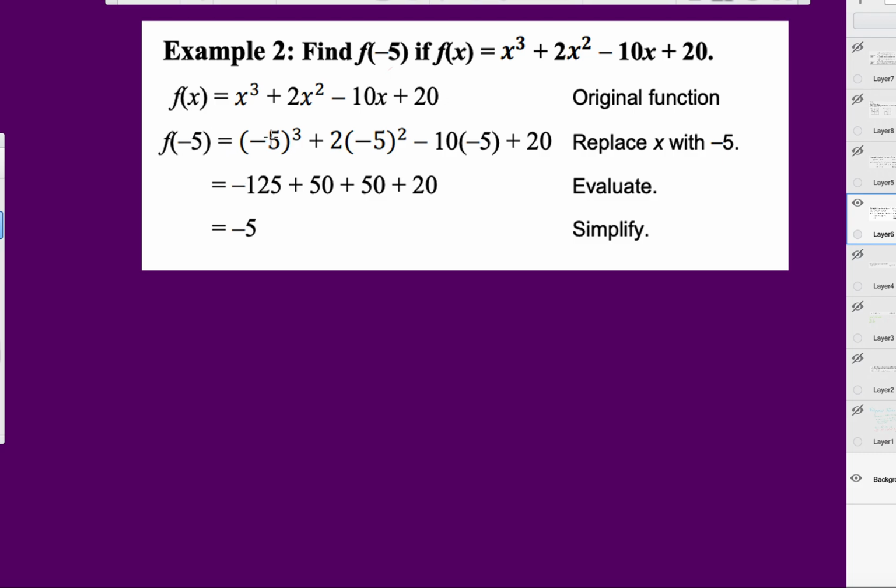All right, so if we put a -5 here, we cube it, we have -125. Put the -5 here, square it, that's 25, times 2 is 50. We'll put the -5 in here, we'll multiply by 10. Minus a -50 is plus 50. So they did all that work for you. And then last, plus 20. And if we do all this math, we end up with -5. I hope that seems reasonable.